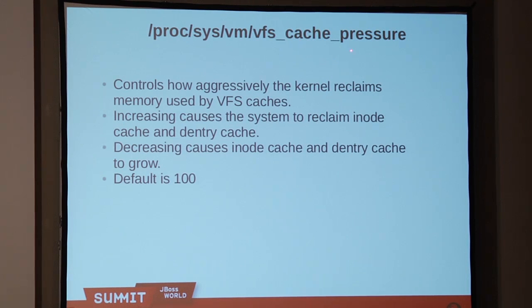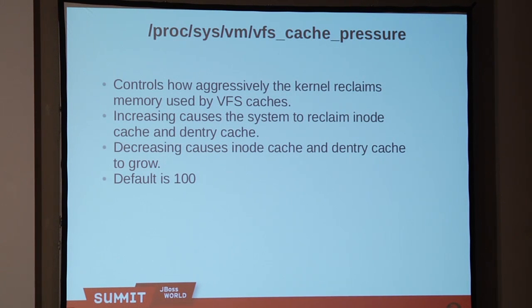Another parameter that controls the reclaim is vfs_cache_pressure. This controls how aggressively the kernel reclaims memory from the file system caches. This is like inodes, metadata, inodes and the on-disk data structures. So you'll see tweaking this cache pressure. The default is 100, which is just sort of a line in the sand.